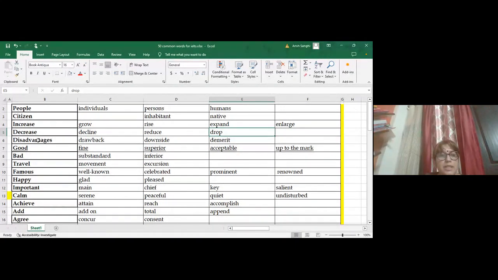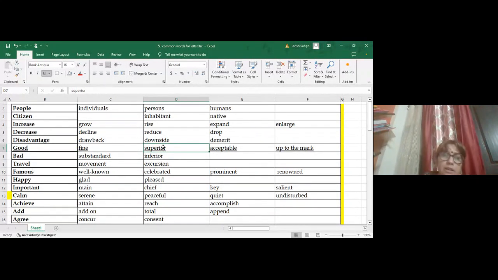Next is disadvantage. Disadvantage is a very common word. You can easily replace it with drawback, downside or demerit. Good is something you know. Fine and superior are good synonyms.